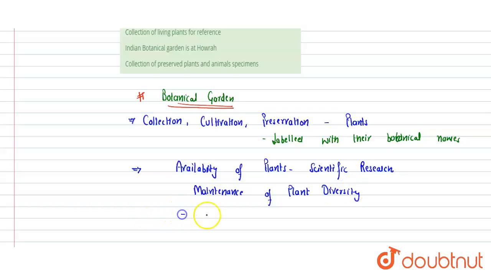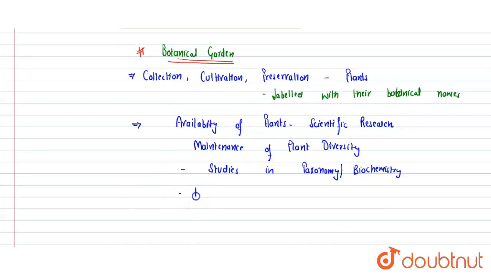Then plants are used to study plant taxonomy and biochemistry, all kinds of studies are being done. So there are multiple purposes. Even botanical gardens are used by students and botanists for tours to get knowledge and a better idea of the plants. And botanical gardens are usually associated with a herbarium also, in which the specimens of plants are preserved.